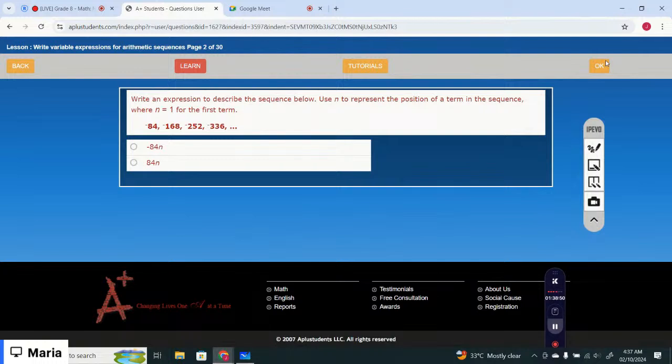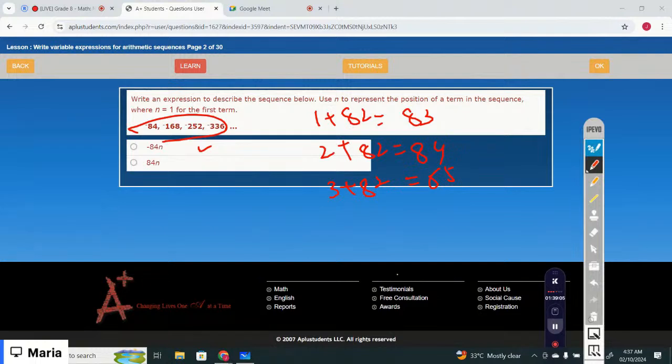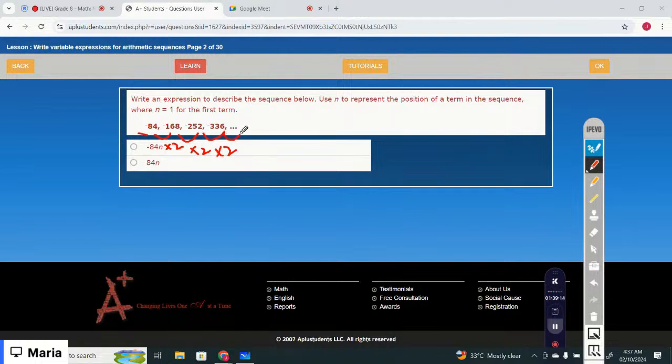Okay, write an expression to describe the sequence below. Use n to represent the position of the terms in the sequence where n equals 1: negative 84, negative 168, negative 252, and negative 336. So start with the first one, 84. 84 times 2 is 168, 84 times 3 is 252, and 84 times 4 is 336.